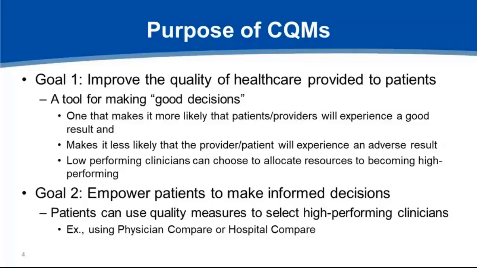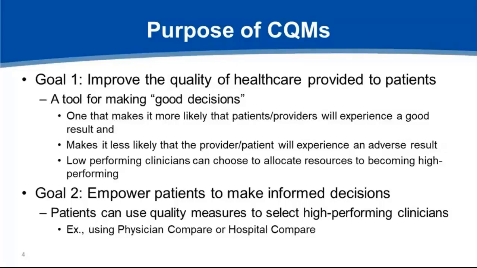If a clinician or a hospital or provider discovers that they're performing poorly on a given quality measure, they can choose to reallocate resources, to make changes to their practice to try and become high-performing and improve on that quality measure. Because the measures are based on clinical guidelines, we can assume that a clinician or provider or hospital that performs well on the measure is providing high-quality care in that particular clinical area for those patients.